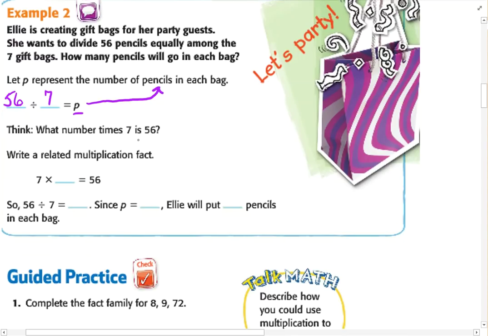So what number times 7 is 56? Well, 8. Remember, 5, 6, 7, 8. Multiplication is kind of like a dance. 5, 6, 7, 8. Well, 56 divided by 7 is 8. So since P equals 8, Ellie will put 8 pencils in each bag.